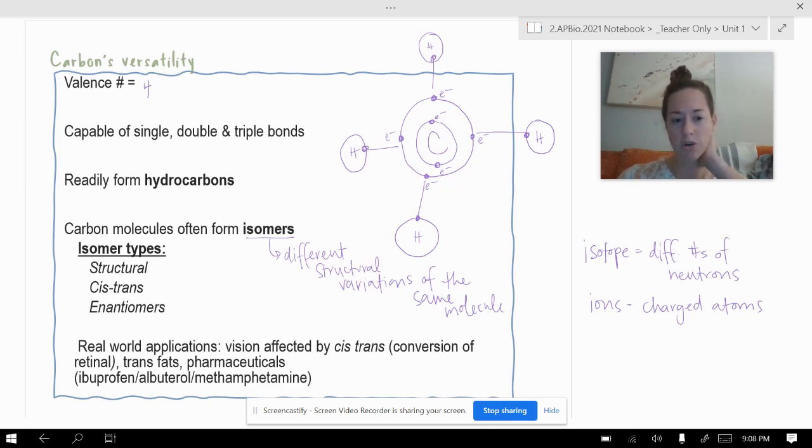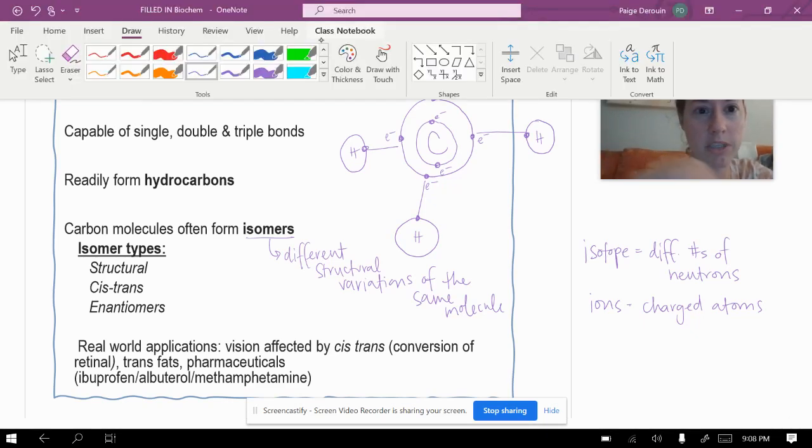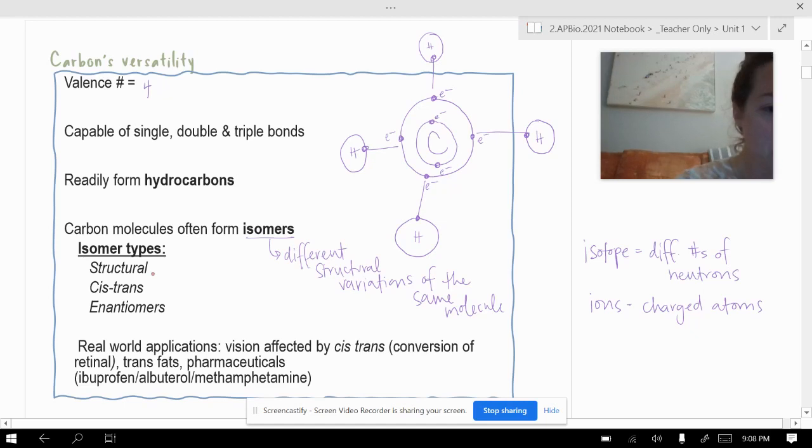The first one is structural. That literally just means the layout is different. So one really common and important example is glucose. So glucose can be linear or ring shaped. We'll model that. That's glucose.